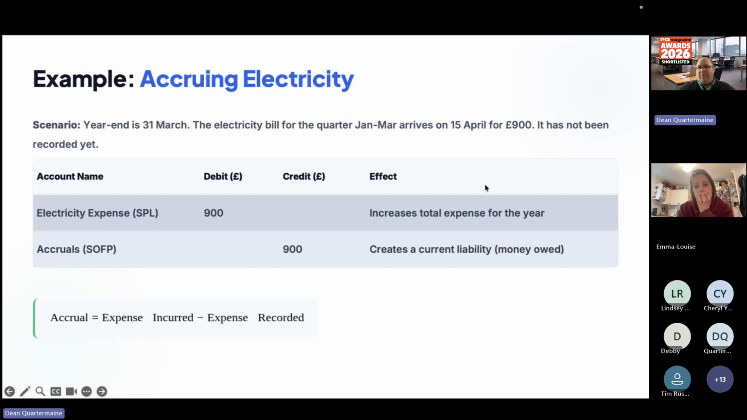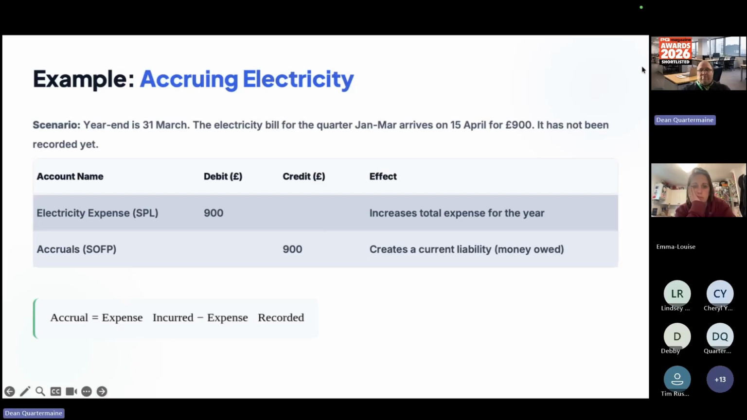So a bit of an example here then of accruing electricity. So we've got a scenario, our year ends the 31st of March, and we've got an electric bill for a quarter that goes from 1st of January to 31st of March, and that electricity bill arrives with us on the 15th of April, and the electric bill is for £900. So it's not been recorded anywhere. The first time we know about it is when the electricity bill arrives on the 15th of April.